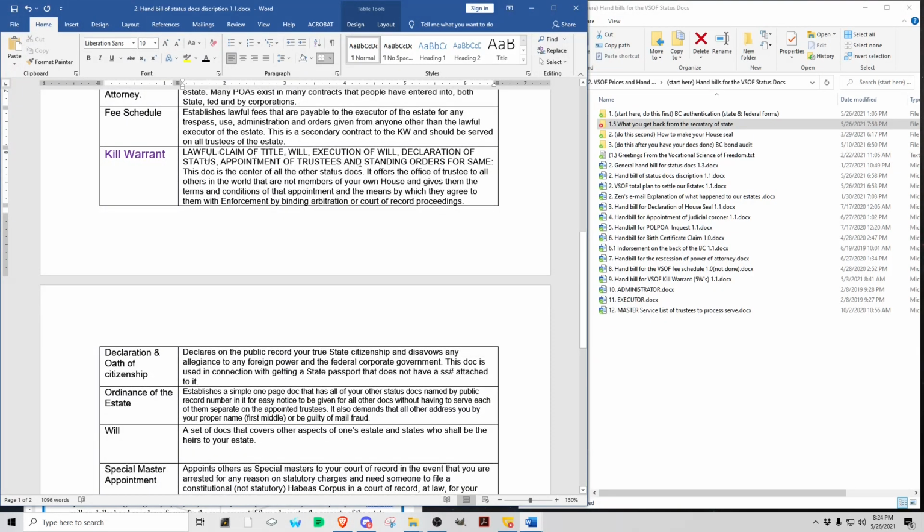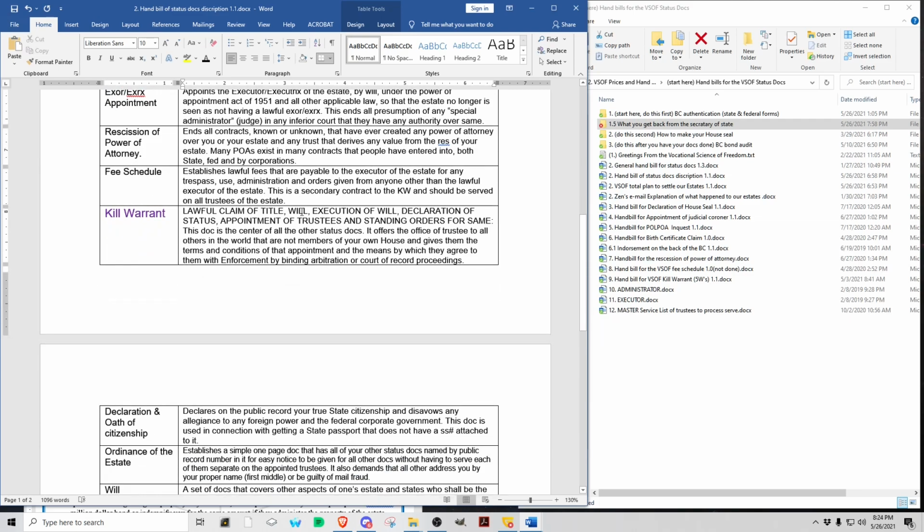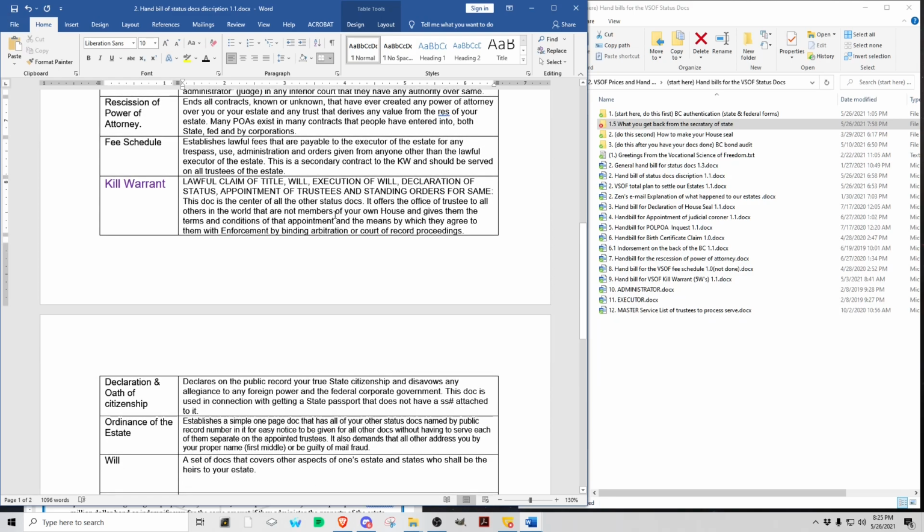All right, now the proper title for this creature is lawful claim of title, will, execution of will, declaration of status, appointment of trustees, and standing orders for same. So you're doing a lawful claim of title saying, yes, I've claimed my estate, which you also can state from the fact that you've done it through the BC claim. It's a continuation of your will. It's an execution of your will, meaning I'm executing this part of my will now because it deals with the administration of my estate. It's a declaration of status, meaning you correct your status in it.